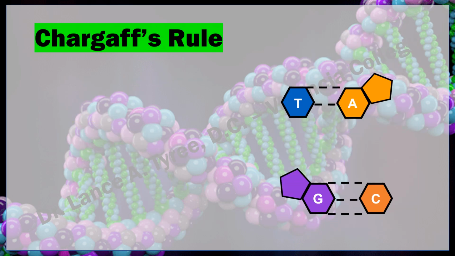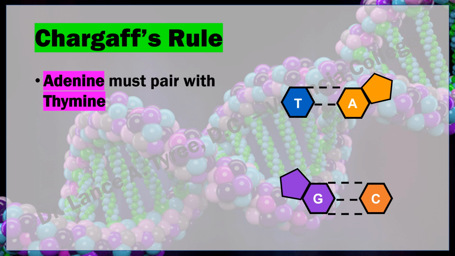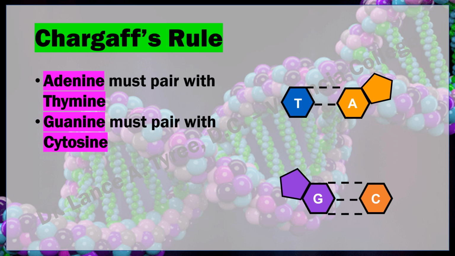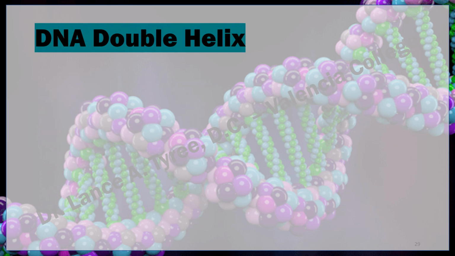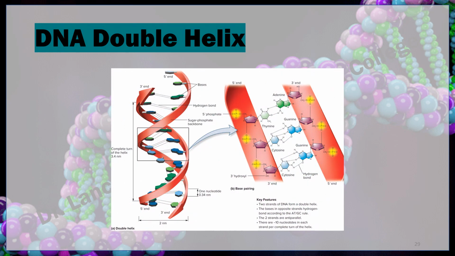Okay, we then have Chargaff's rule, which states that adenine must pair with thymine and guanine must pair with cytosine. Their amounts in a given DNA molecule will be about the same. So with that double helix structure, we can see that here. And we still see that 5', 3' end thing, which I'm going to relay to you here in a moment. But we know that it goes opposite because they're anti-parallel. So we have the 5', the 3' on this side, 5' on this side, 3' on this side.